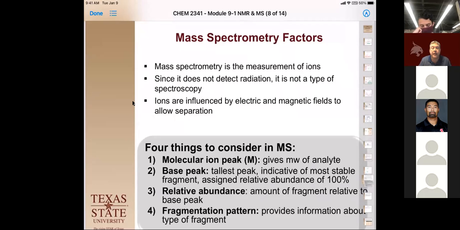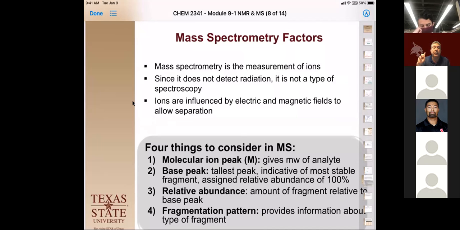So the whole concept happens because we take a molecule and then we ionize it, and then we push it through electric and magnetic fields to help separate them by mass. And once we separate them by mass, we get what we call the mass spectrum, okay? And in this mass spectra we need to consider four important things, okay?